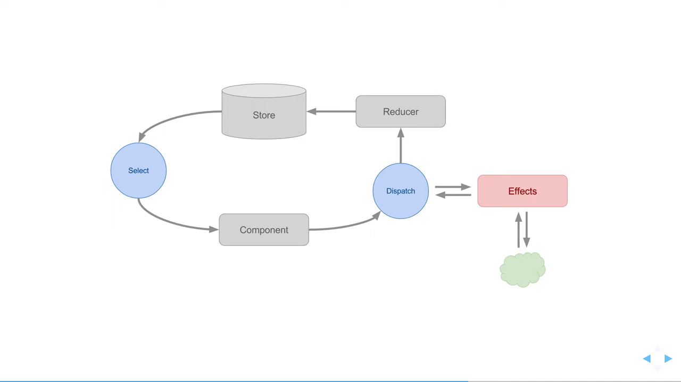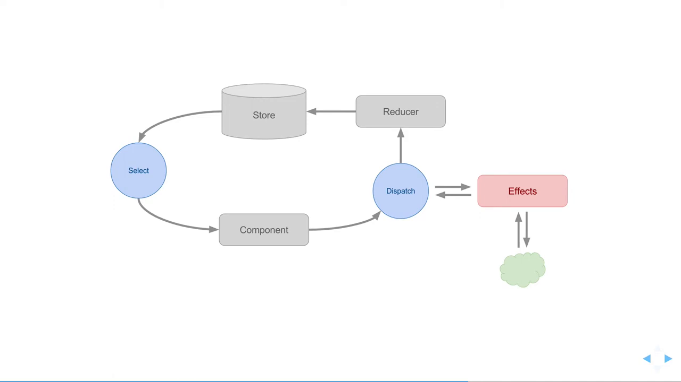And since we're talking about NGRX specifically, I call this effects. But if you're familiar with Redux in general, this would be like middleware in some other implementations. Depending on the implementation, the term might be different, but essentially it's the same thing. We need something to deal with these outside concerns. So NGRX has a module called effects, and we're going to look at some code and talk about how that module works.